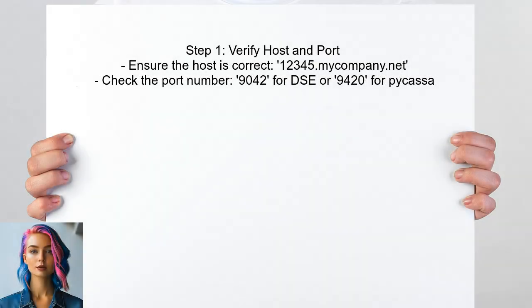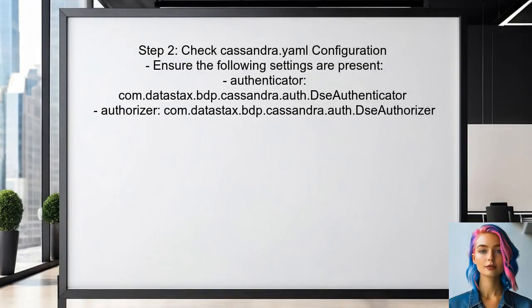To begin resolving the user's connection issue, we need to ensure that the correct host and port are being used. The user mentioned connecting to a Linux server, so let's verify the host address and port number. Next, the user should check the Cassandra configuration file, cassandra.yaml, to confirm that the Authenticator and Authorizer settings are correctly set. This is crucial for authentication.